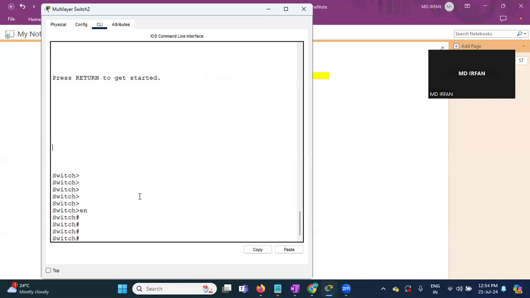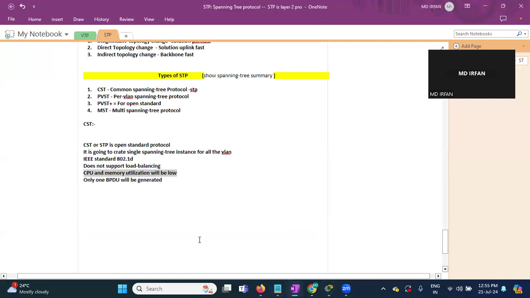I will go through that, don't worry. So you got it right. If you have a single instance, less BPDU will be generated, so less CPU and memory utilization will happen. But if you have multiple instances, for example PVST, then multiple BPDUs are generated and multiple resources will be utilized, right? Got it? Anything else?